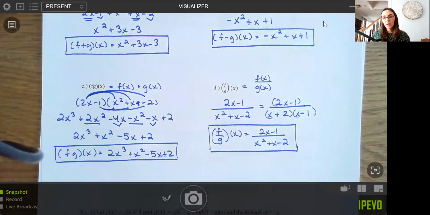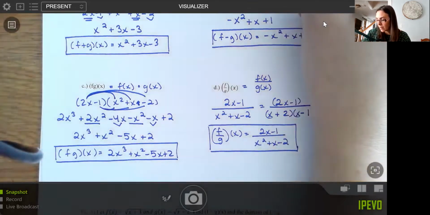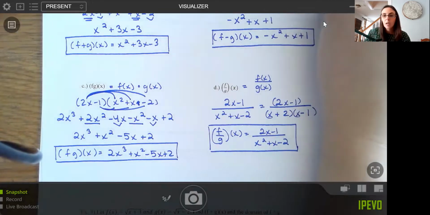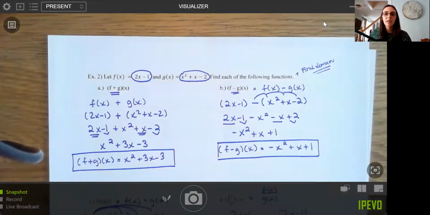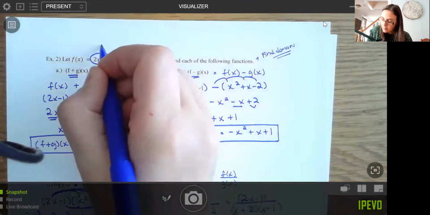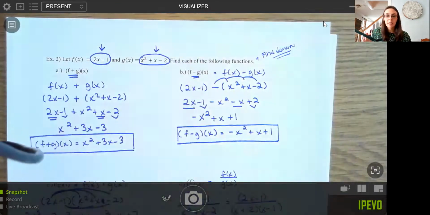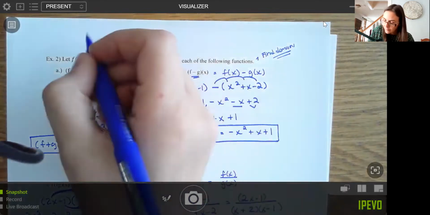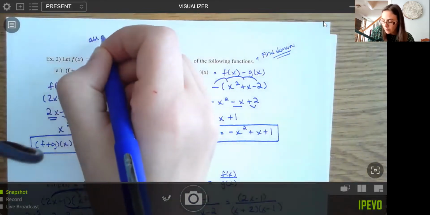Now, I do want to talk a little bit about domain for a second. I know this question didn't specifically say find the domain, but I think we should add it in. So to find the domains, you want to start with the original functions and think about their domains first. So in both cases, I don't have any denominators and I don't have any roots. So there's really no issue here. So both of these have domains of all real numbers.